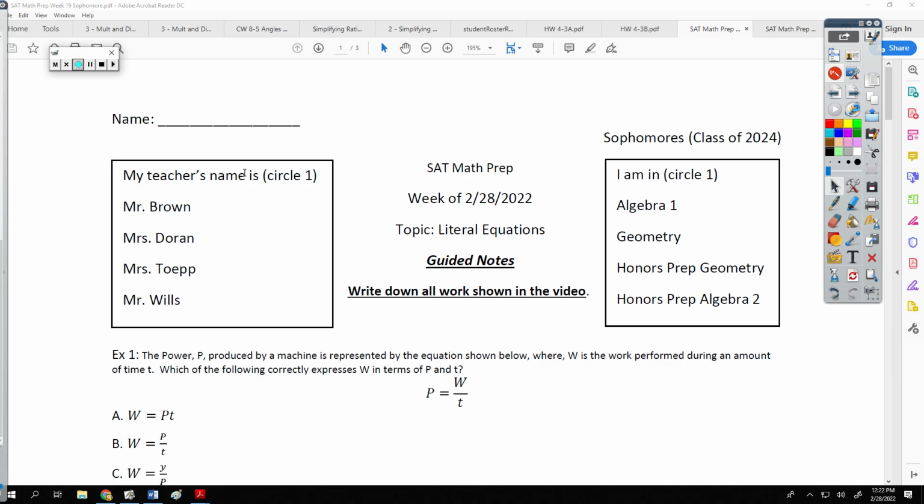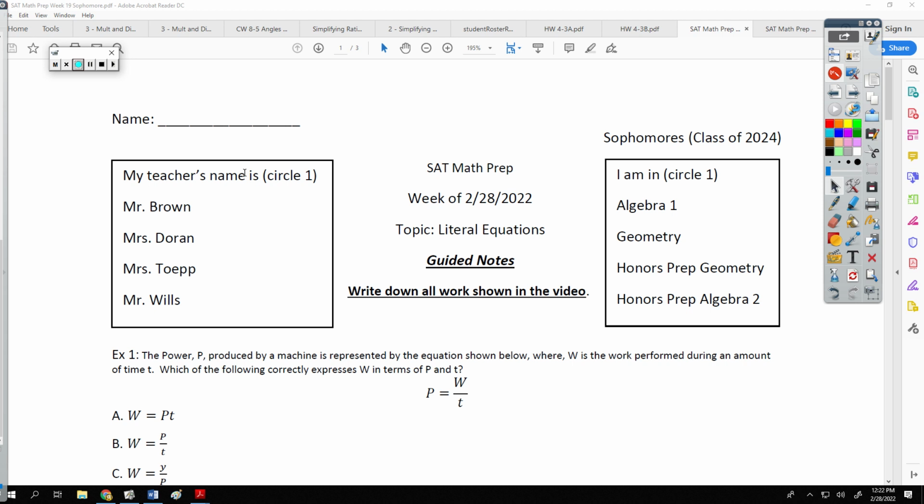This week's topic is a somewhat difficult topic for students all the way through high school, and that is the idea of a literal equation. Essentially, a literal equation is where we use our algebra skills to solve an equation that has more than one variable for a specific variable. So this is going to be a challenge here.